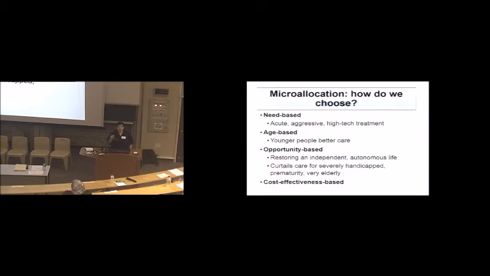So you can say needs-based. Somebody who is in need of acute, aggressive, high-tech treatment, should we be putting our resources there? In other words, somebody that needs renal dialysis, or the example that Haley used. Age-based: pediatricians always say children should get care before adults, but if you really think about it, is that ethically, morally correct? Opportunity-based: should you only put your healthcare resources to somebody that you can restore to an autonomous life? But that means that you'd exclude people that are disabled. And then cost-effectiveness-based, which I'm not going to go into.